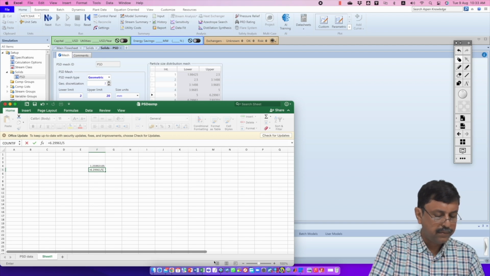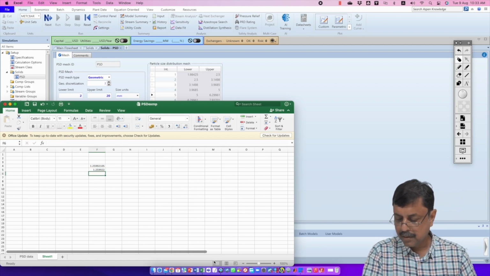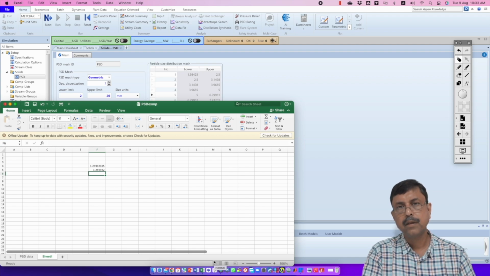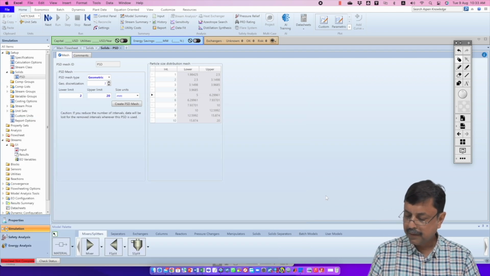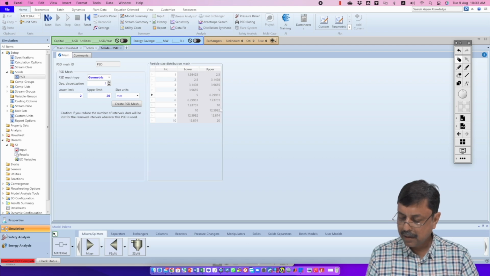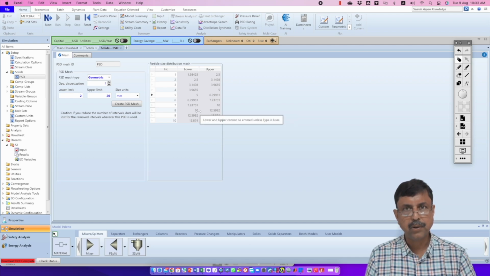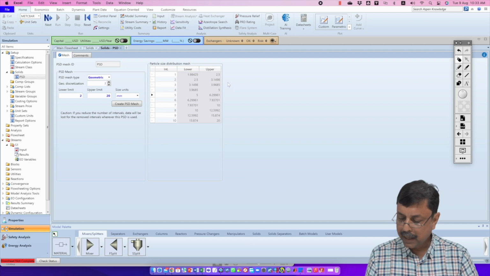6.29961 by 5, it is 1.25992. So the ratio is cube root of 2. Okay. Let us take another one. Say this one. This one is very simple. You can see 12.599 by 2 by 10. It is 1.592. Take this one.